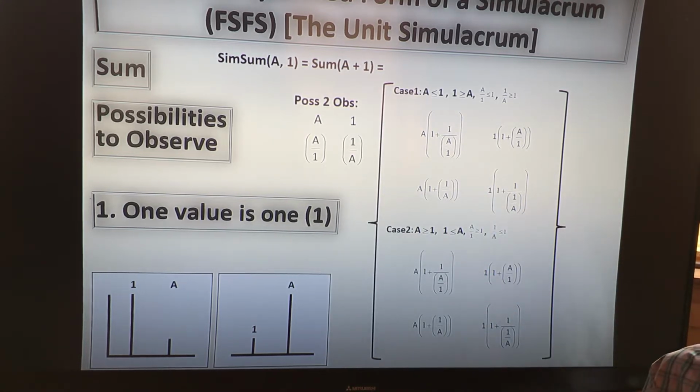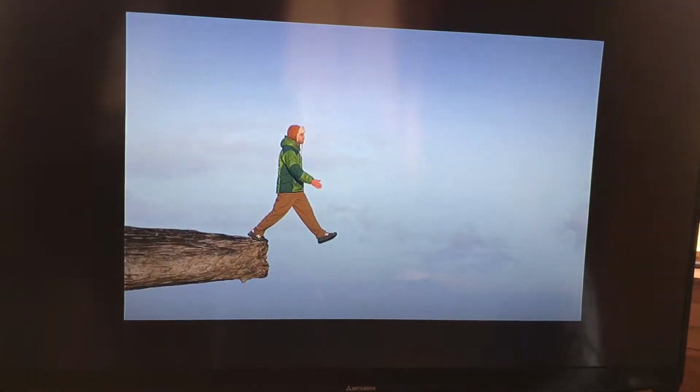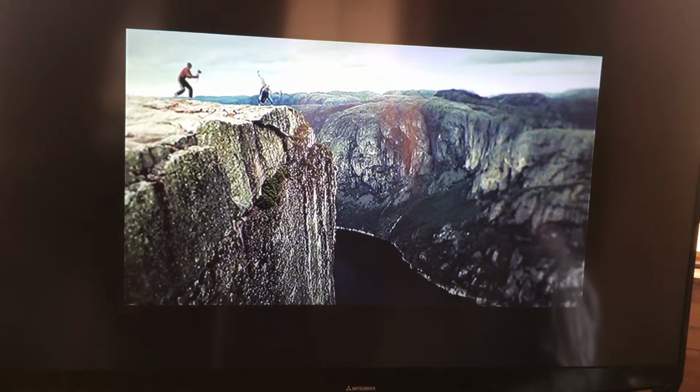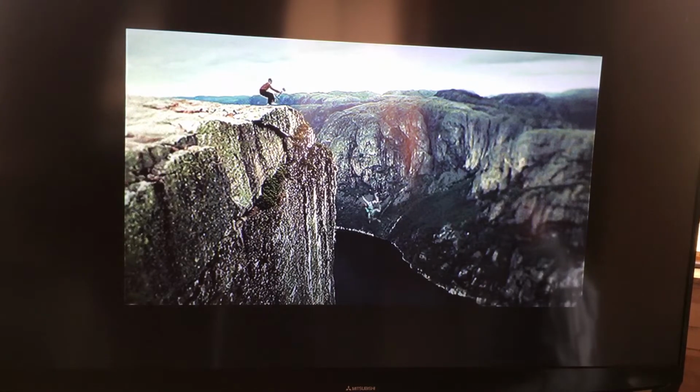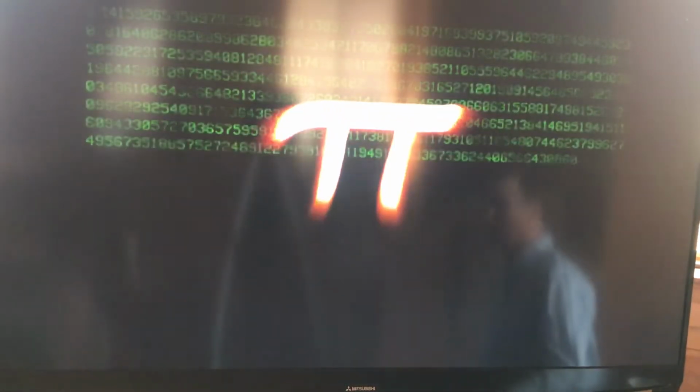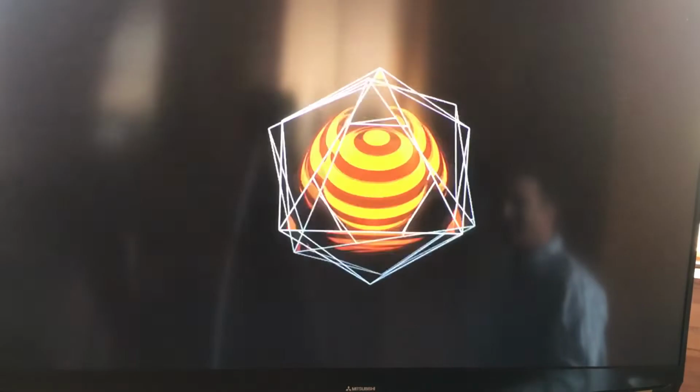So now let's see what we can do when we look at the unit simulacrum for other things. Are you ready to walk off this cliff with me into the unknown and challenge everything that you believe to be true? You may never walk away from this symposium the same after you see this.